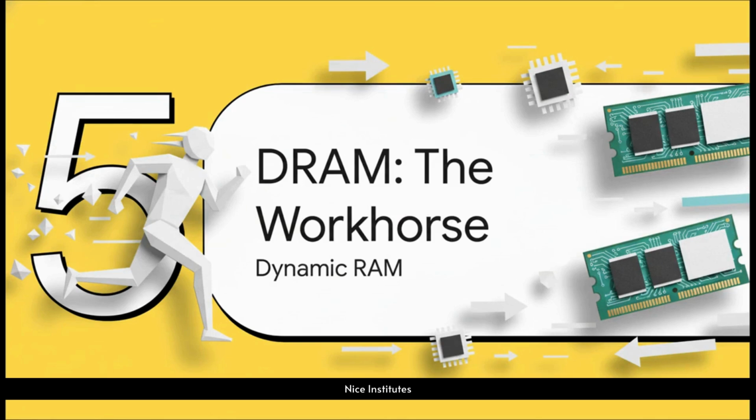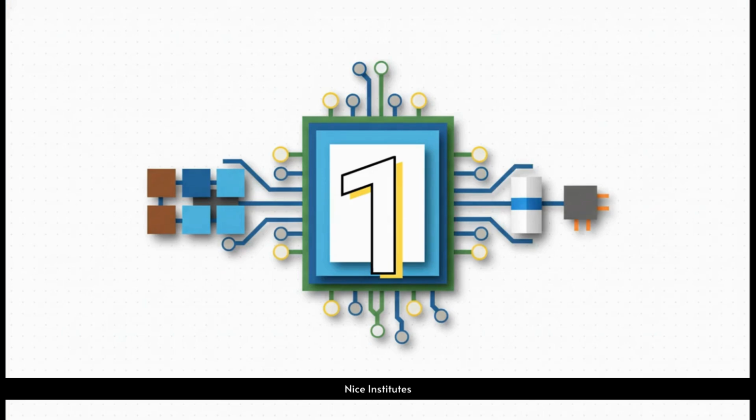Now, let's talk about our marathon runner, DRAM, or dynamic random access memory. This is the workhorse. When you buy a computer that has 8 or 16 or 32 gigabytes of RAM, this is the stuff you're getting. And the contrast with SRAM couldn't be more clear. Instead of 6 transistors, a DRAM cell is elegantly simple. It uses just 1 transistor and 1 tiny little capacitor to hold a single bit of data.